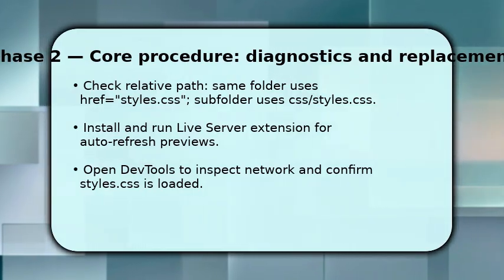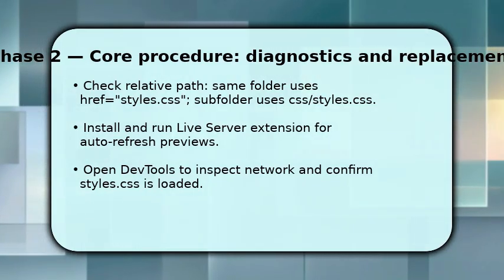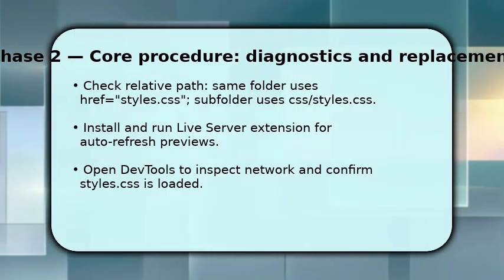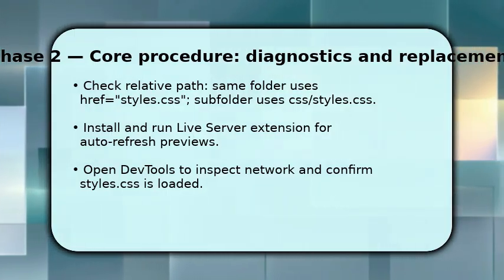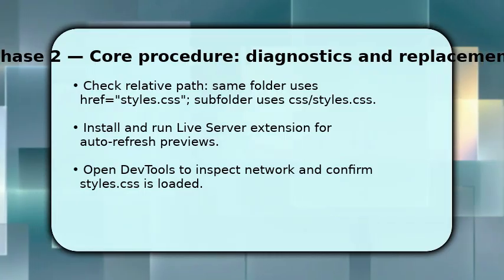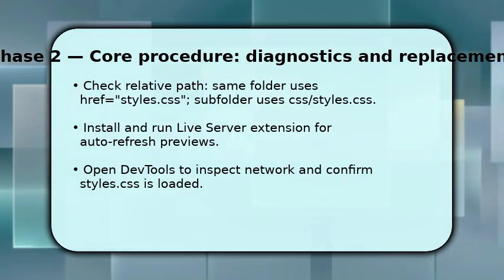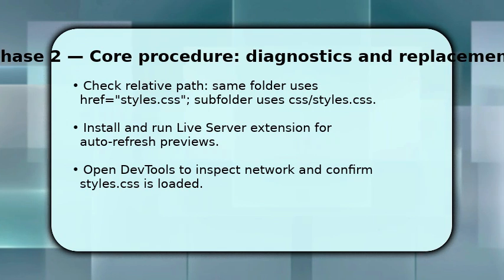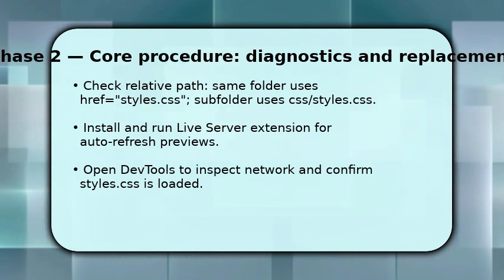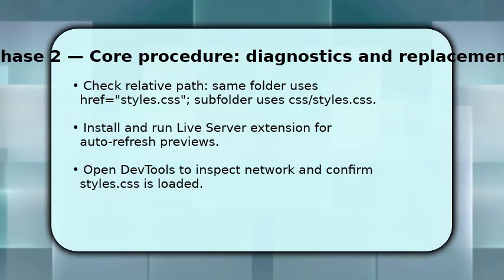Once paths are correct, install and start Live Server in VS Code to preview changes instantly. Live Server serves files over HTTP, which avoids file:// quirks. Then open DevTools, look under Network and Elements to ensure styles.css is requested and applied. If rules don't appear, check the link placement.